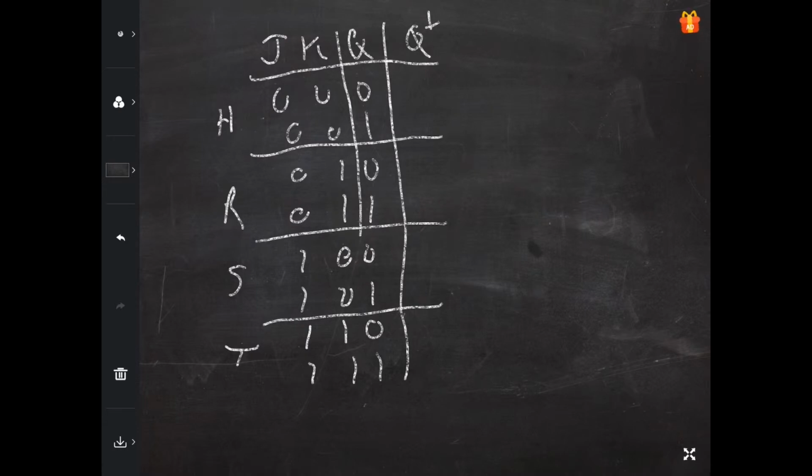In the hold state, we just copy the present state of Q over to Q plus. So we write 0 and 1. For reset, everything's 0. For set, everything's 1. For toggle, we just invert.